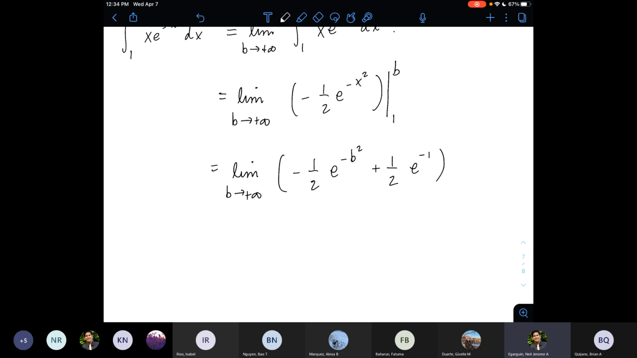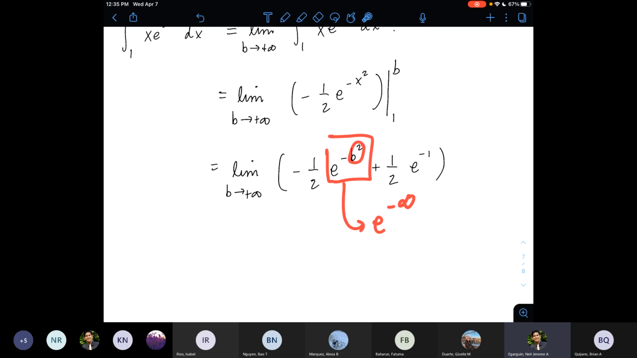What happens when b becomes very, very large? Well, if b becomes very large, that means b squared will be very, very large. So this guy will go to e to the minus infinity, but e to the minus infinity is 1 over e to the infinity. e to the infinity is also a very large number, so it's going to be 1 over a large number. So the entire first term will go to 0. So this will be 0 plus 1/2 e to the minus 1, which is 1 over 2e, which is finite.